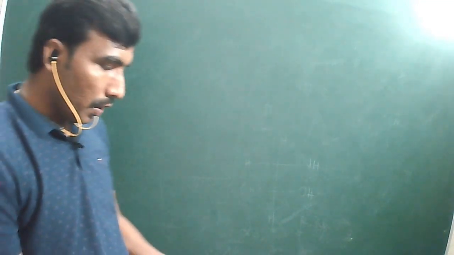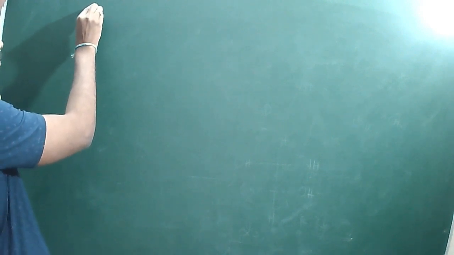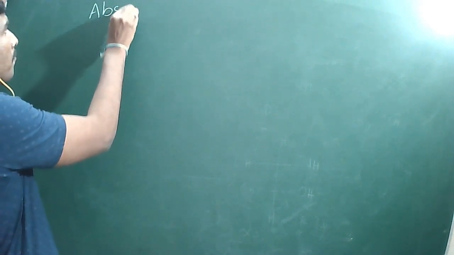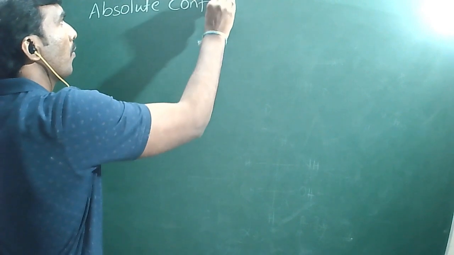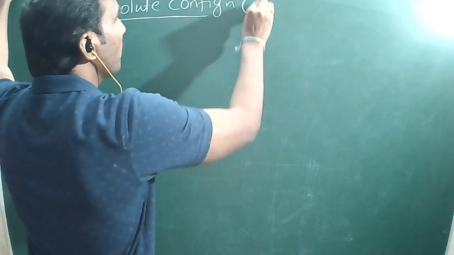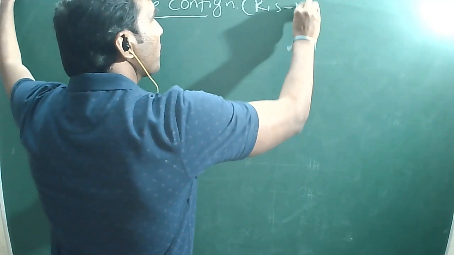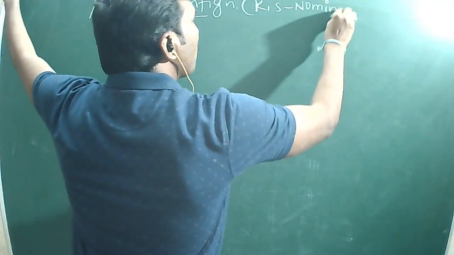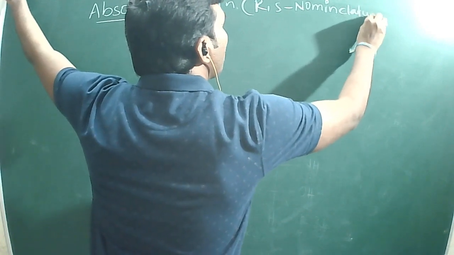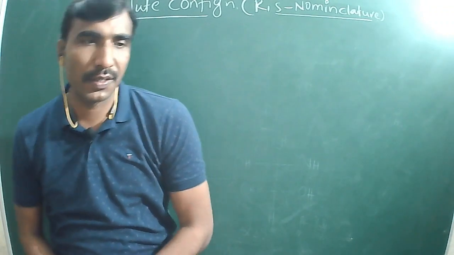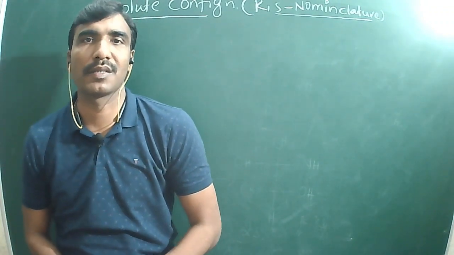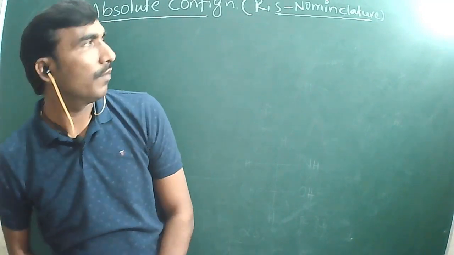Right. So in the last class we discussed up to RS nomenclature. We have just started RS nomenclature now. That is absolute configuration, or it is also called RS nomenclature or RS configuration, right? Now tell me, if you take absolute configuration or RS nomenclature, how can you do it? It is very simple.